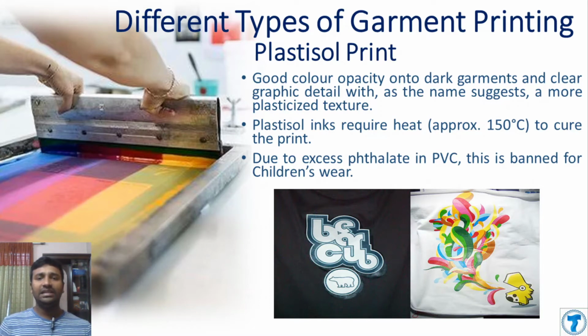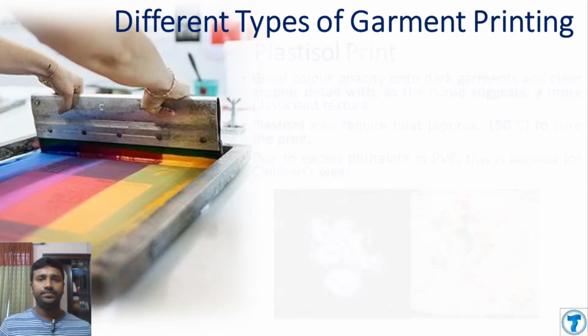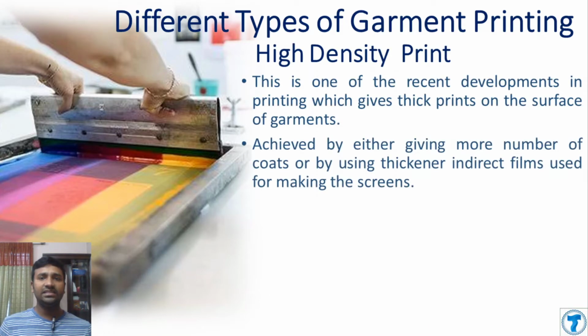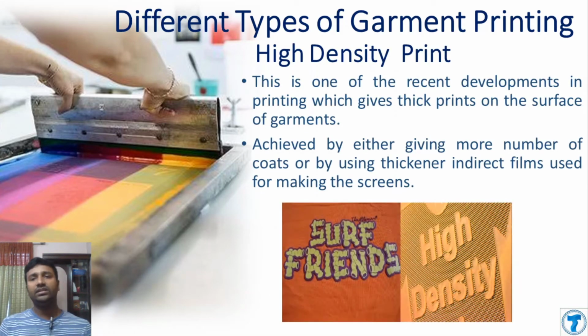But there is some limitation with the plastisol print. Plastisol print contains PVC, which is banned for children's wear, so we cannot use plastisol print for children's wear products. Next one is high density print. High density print is a recent development in the fashion trend. We can use it to make a very thick print on the garment. It is done by giving more coats or by using a thickener in the direct film used for making the screen.